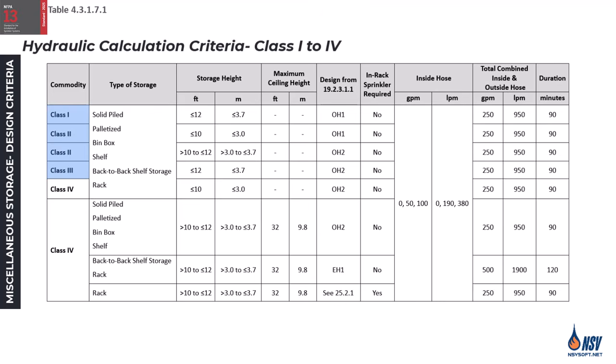Second, for class 1 through 3 and for class 4, where the storage height is up to 10 feet, the table does not specify a maximum ceiling height. This means that regardless of the ceiling height, we are permitted to apply the design criteria provided in the table. However, for class 4, where the storage height is greater than 10 feet and up to 12 feet, the maximum ceiling height is limited to 32 feet.